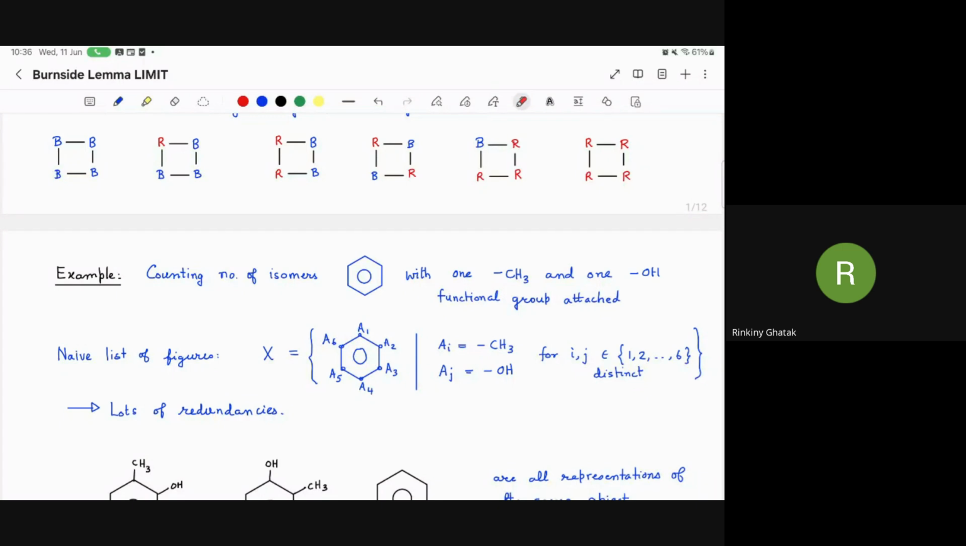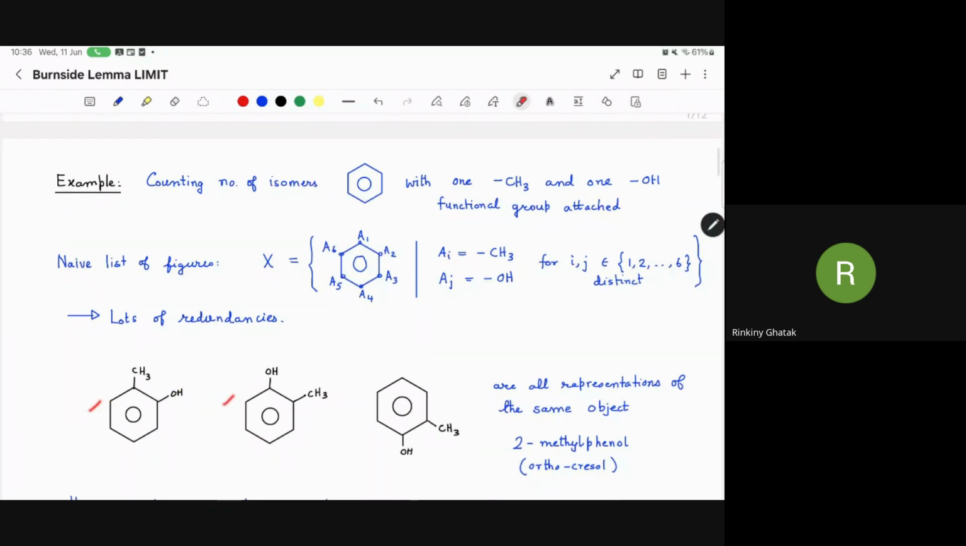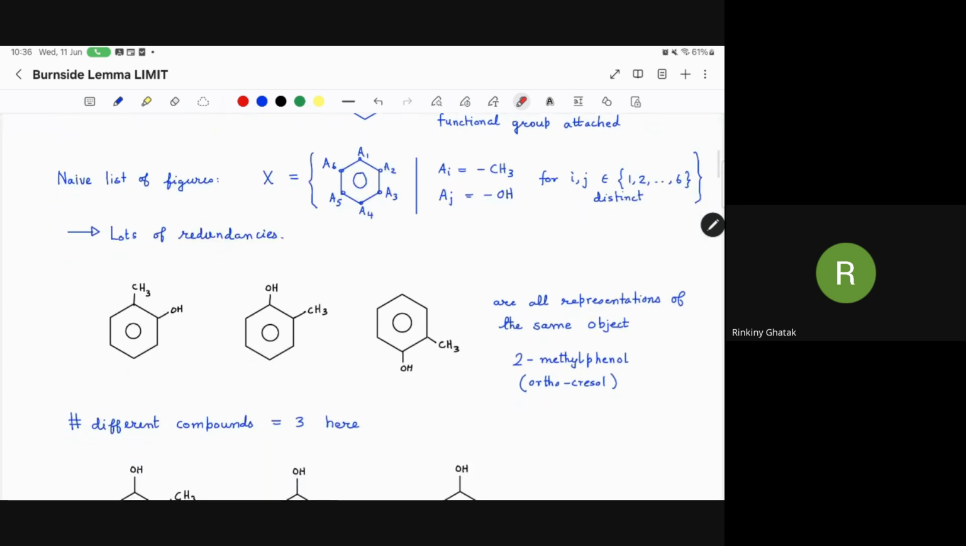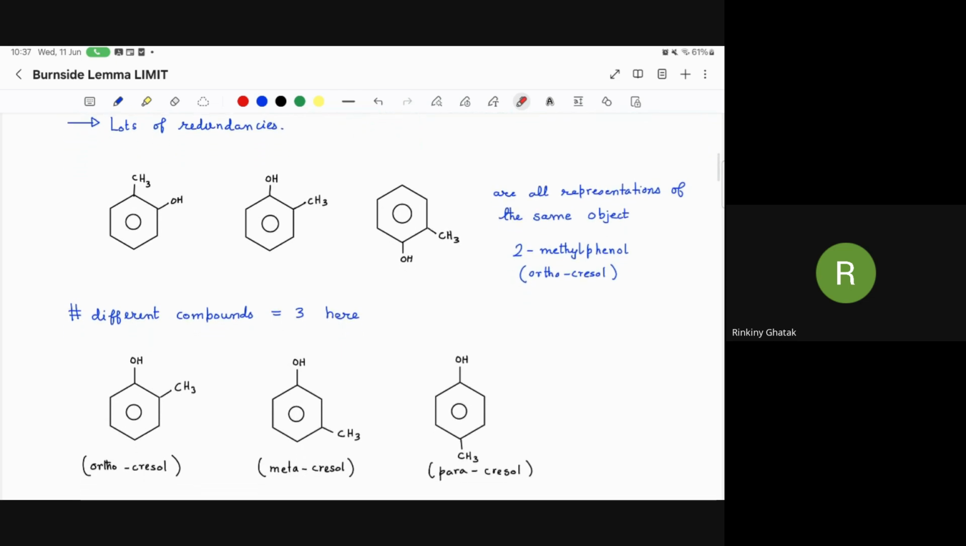Very well. But now this is a real compound, and all of these are representations of the same compound. Of course, in real life, you can take a compound, flip it, and it doesn't change anything. So all of these are representations of the same object. If we wish to count the number of organic compounds arising in this fashion, we have to take care of these redundancies. As it turns out, the number of different organic compounds here is exactly 3. You can fix OH in one position and look at CH3 at a distance 1, 2, or 3 from it.